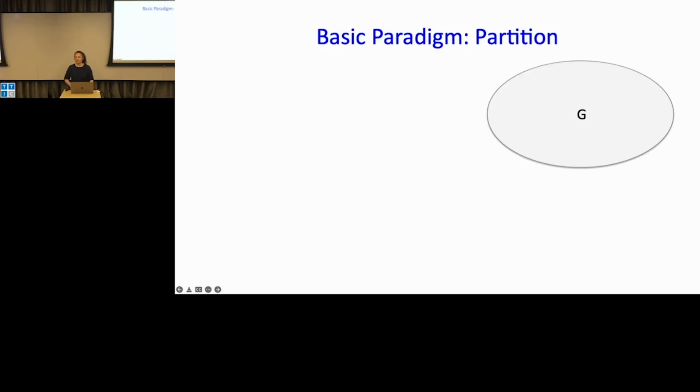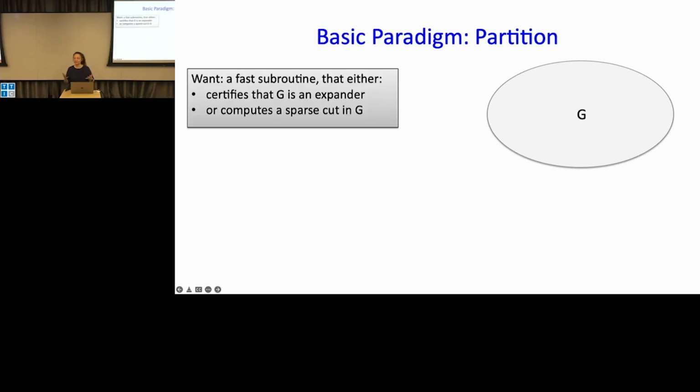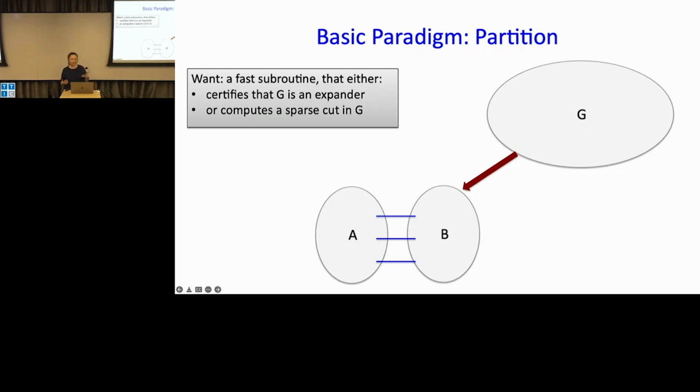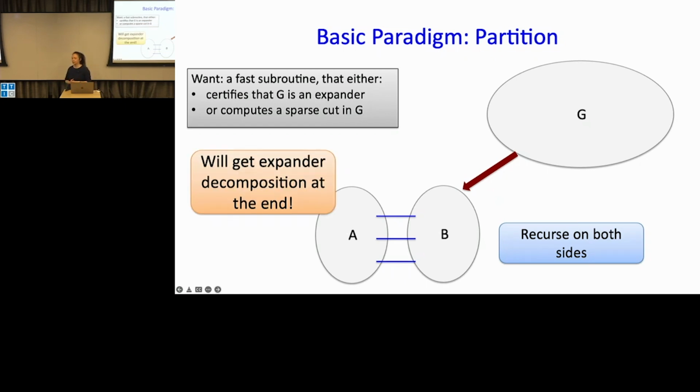Suppose this is my graph G, and I want to get a fast algorithm for decomposing it into expanders. How would I do it? There is a pretty simple idea. Suppose somebody gives me a fast algorithm that, given G, either certifies that G is an expander or computes a sparse cut in G. In the first case, I'm happy. The expander decomposition is just G itself. In the second case, I get these two new clusters with few edges connecting them. I can recurse on them, and I'm done. In the end, I'll get an expander decomposition.